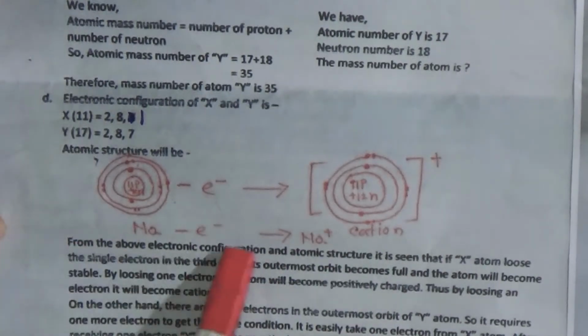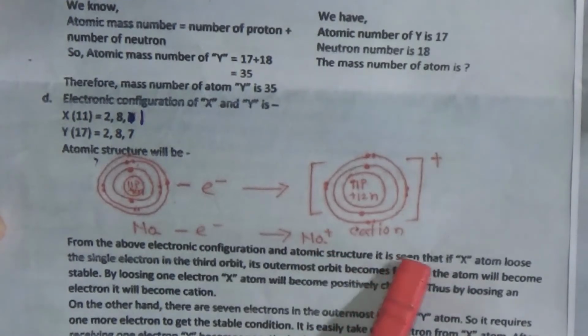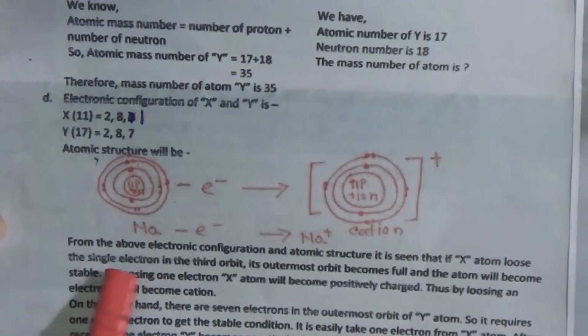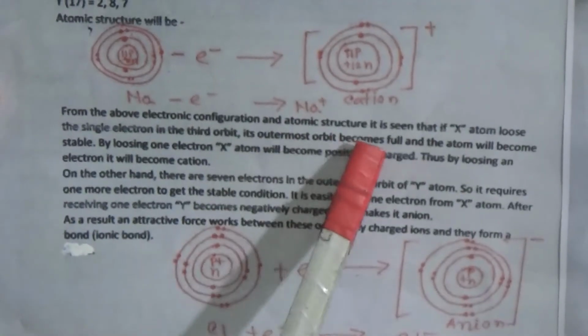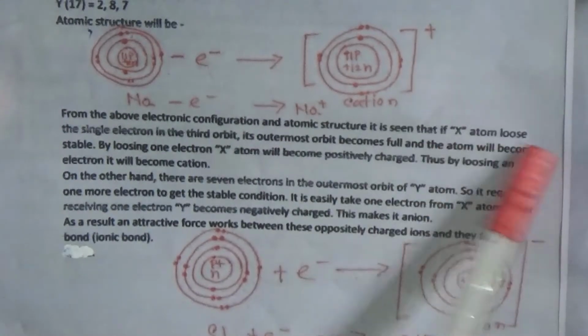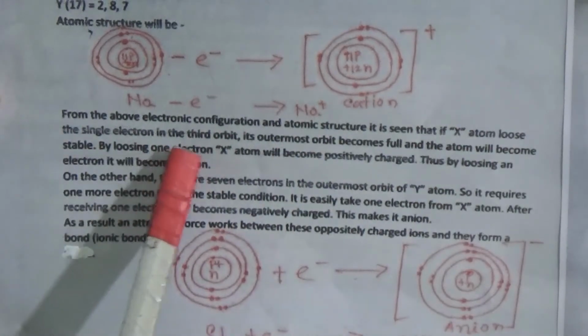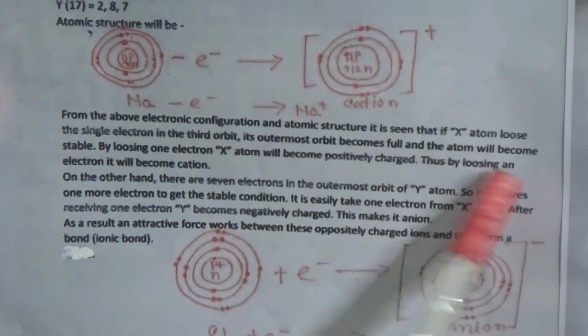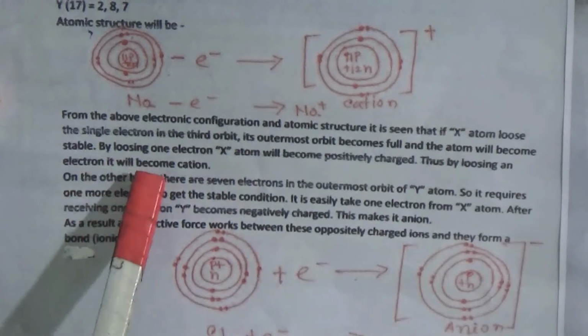From the above electronic configuration and the atomic structure, it is seen that X atom loses the single electron in the third orbit, its outermost orbit becomes full and the atom will become stable. By losing 1 electron, X atom will become positively charged, thus by losing an electron it will become a cation.